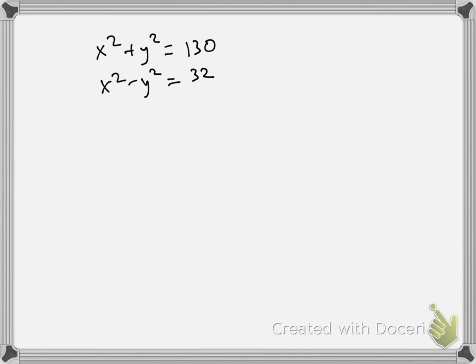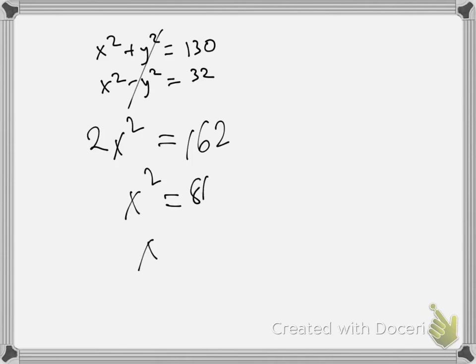Now then, this is one. Now most of the time you do a substitution with these non-linear systems, but this is one that you can actually do elimination with. So okay, normally it's substitution, but watch, when you add these two together, you can see they'll cancel. So I have 2x squared equals, what's that, 162? Divide both sides by 2. Square root, x equals plus and minus 9.